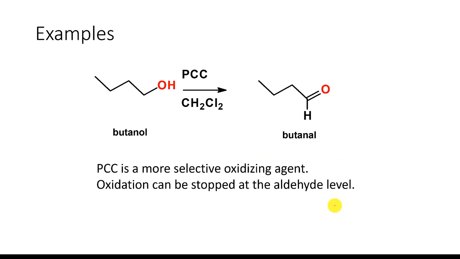Now, PCC on the other hand, and one of the reasons why PCC and bleach are probably more popular for a lot of reactions, is because you can stop it at the formation of the aldehyde and it doesn't continue on to form the carboxylic acid. So PCC is a little bit more selective and you can stop it after the first oxidation reaction of the alcohol.